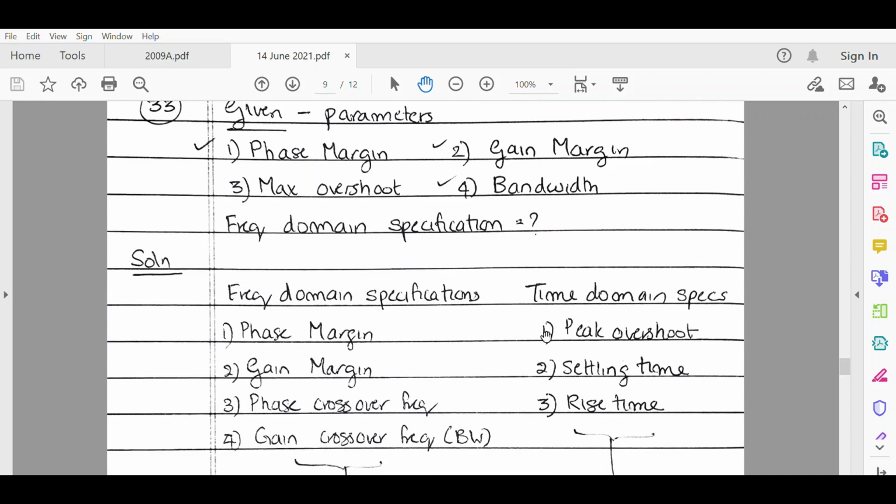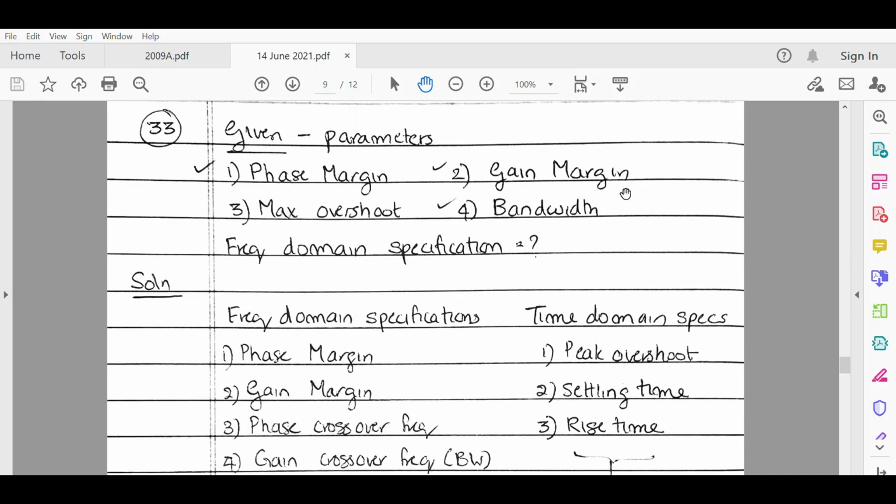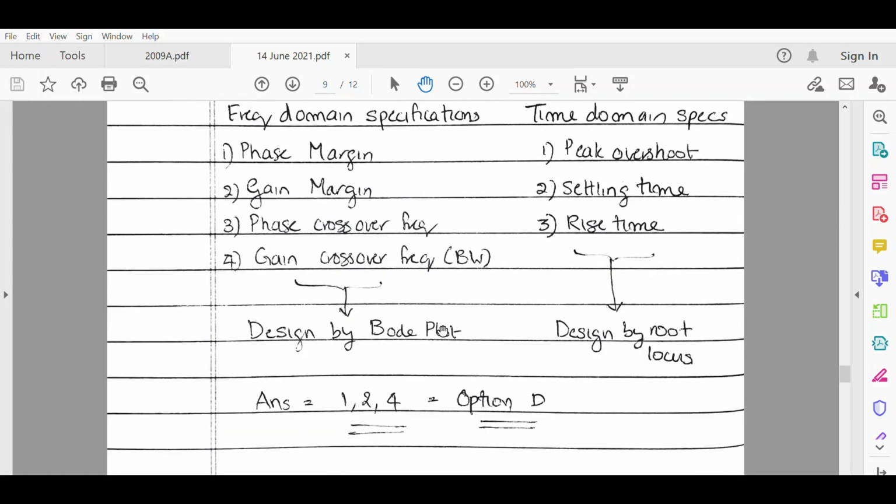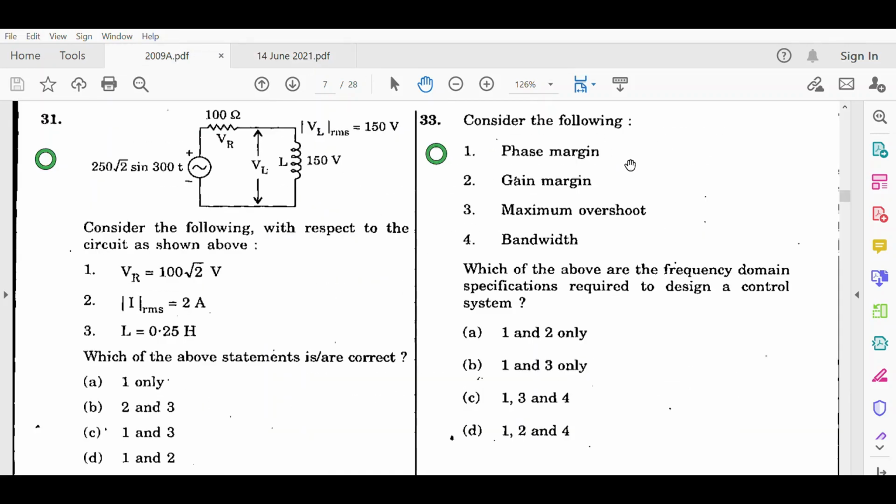Now in the four parameters given, phase margin, gain margin and bandwidth are frequency domain parameters, and the third parameter, maximum overshoot, is a time domain specification. So parameters 1, 2 and 4 are correct. Looking at the options, 1, 2 and 4, option D is the correct option.